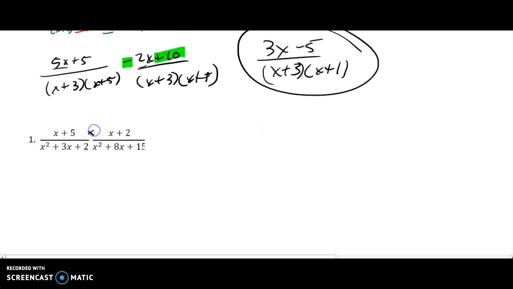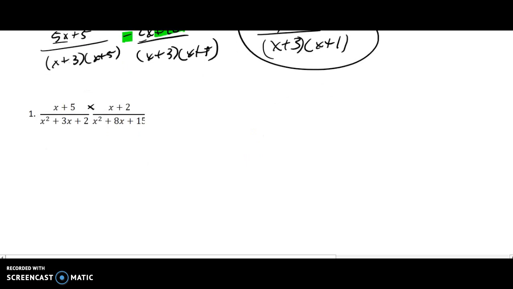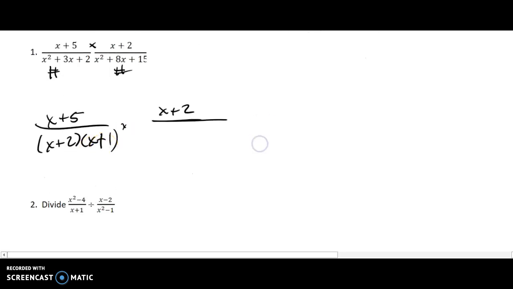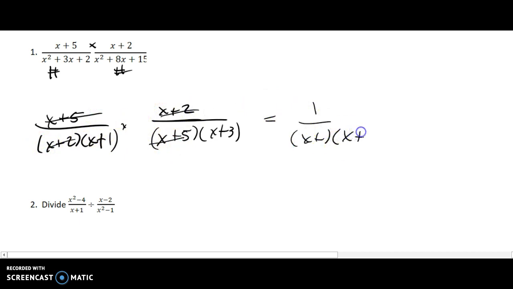This is supposed to say multiply. So what we need to do is we need to tic-tac-toe everything. So I need to tic-tac-toe this. I need to tic-tac-toe that. So we're going to keep x plus 5 on top times x plus 2 on top. We're going to tic-tac-toe this. This one's not too hard here. x plus 2, x plus 1. So we get x plus 1 there. And then the bottom one, we're going to tic-tac-toe. And we're going to get x plus 5, x plus 3, also known as factor. We're going to cancel out anything that's identical. And that leaves us with 1 over x plus 1, x plus 3.